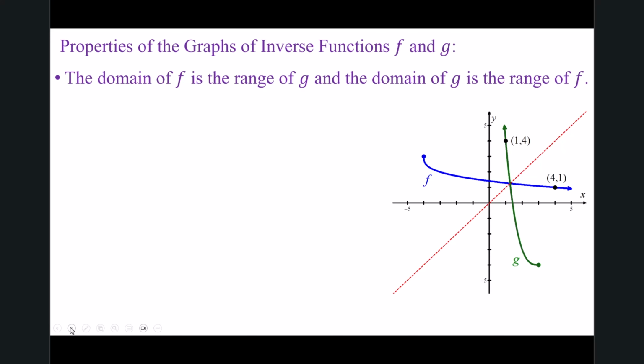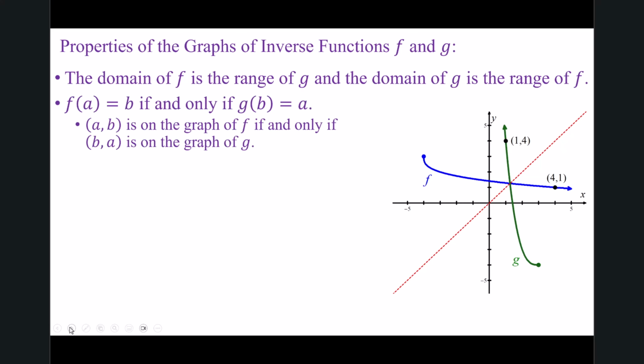So the domain of f is the range of g and the domain of g is the range of f. That is always true for inverse functions because when we switched the x's and y's, we also switched the domain and range. Also, notice that f of a equals b if and only if g of b equals a. So here we have f of 4 equals 1 is a point on the graph of f, and g of 1 equals 4 gives us a point on the graph of g.